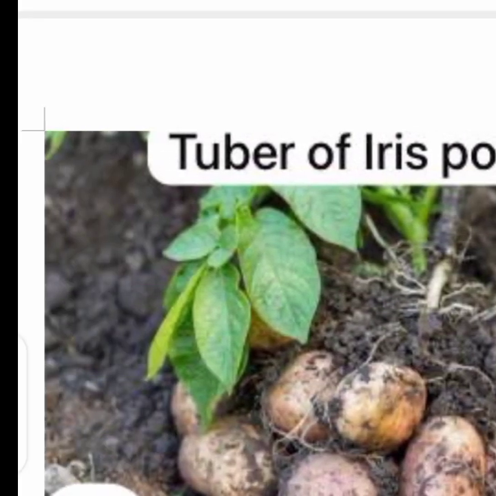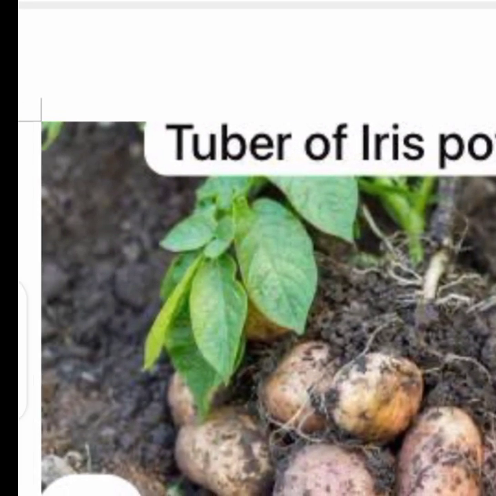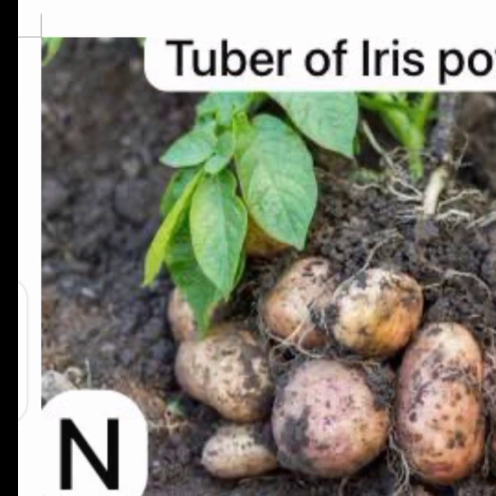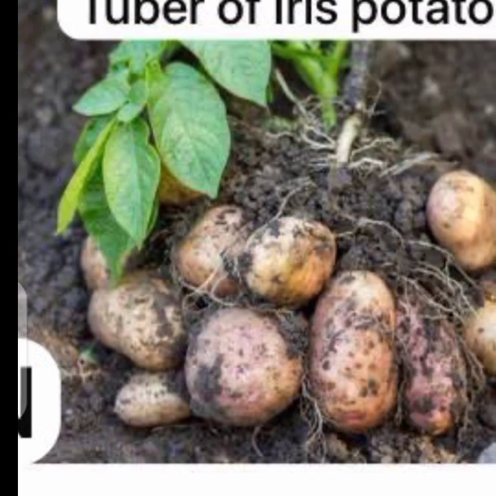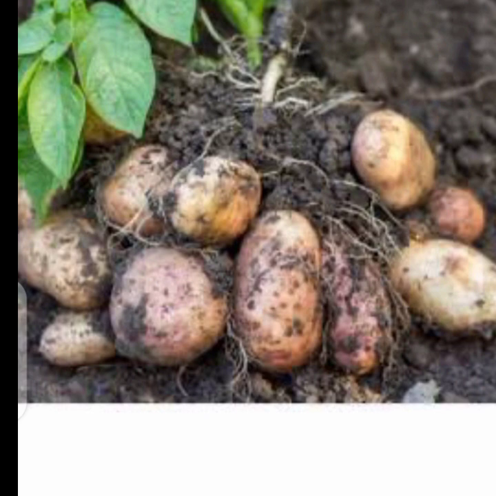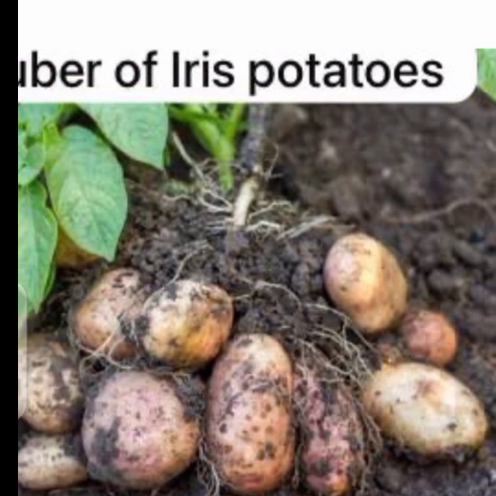So let's go to N, which is the tuber of Irish potato. They call that Solanum tuberosum. Features include the tuber structure, which is an underground stem and serves as a storage organ. The skin, which we call the periderm, protects the tuber from water loss and pathogens.